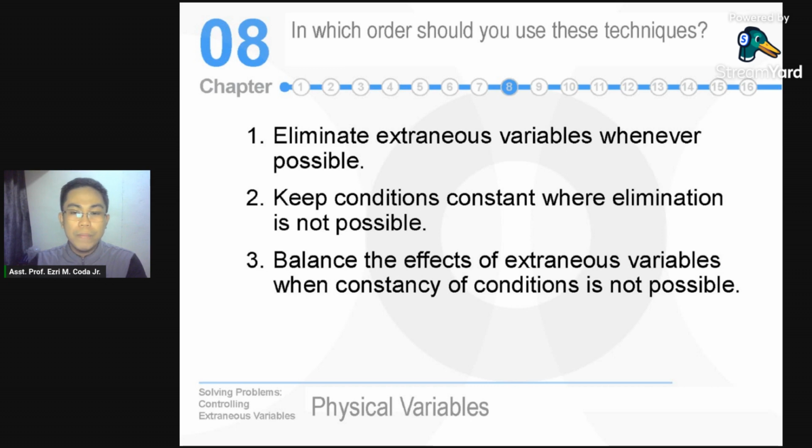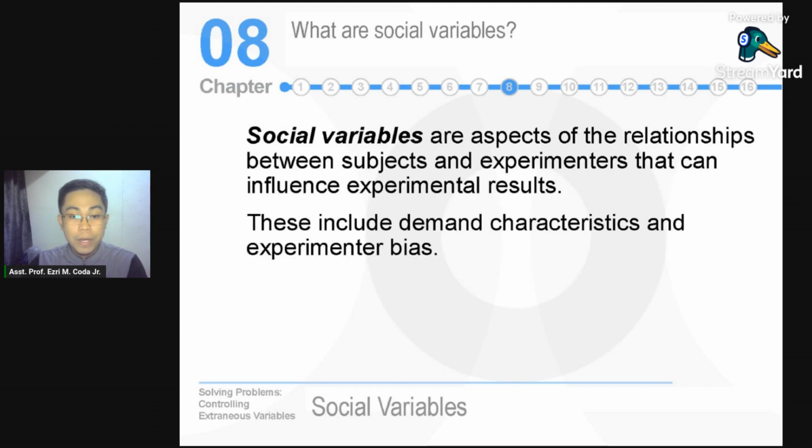So first, number 1, you have to eliminate extraneous variables whenever possible. Kung kaya namang eliminate, we have to eliminate them as possible. Pero kapag hindi na, we have to make these extraneous variables constant across all treatment conditions. Pero kapag hindi naman sila naging constant, we have to balance na lang. Lastly, we have to make sure na i-balance natin. Yung lahat ng mga extraneous variables dapat ma-experience lahat ng mga participants para it's a part of your treatment already na lahat sila ay naka-experience nun.